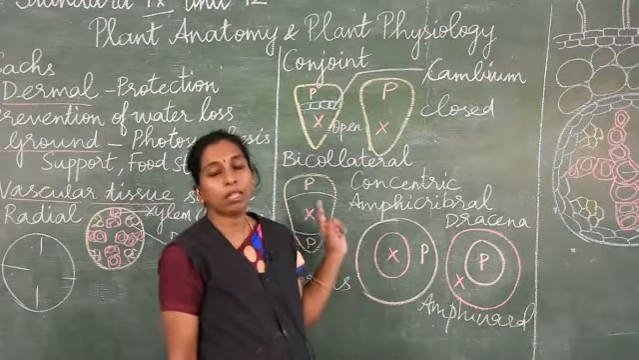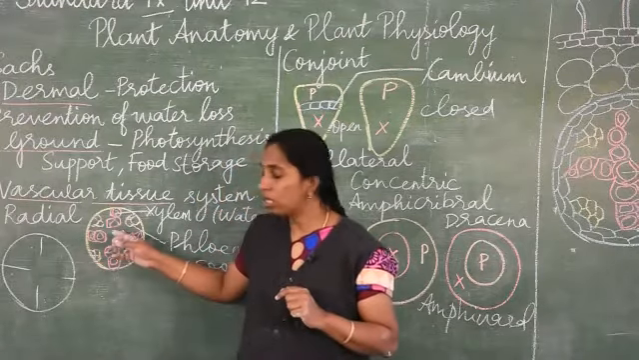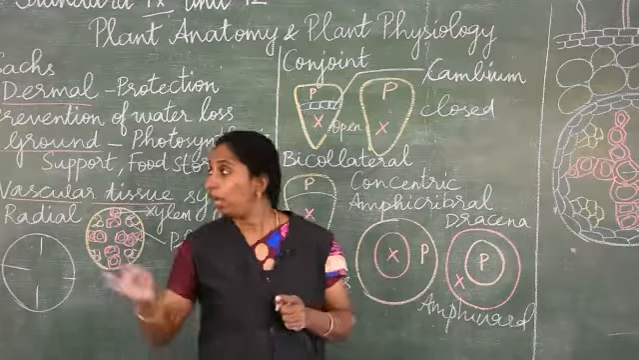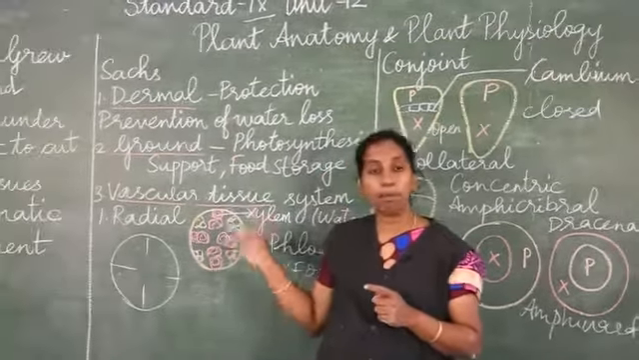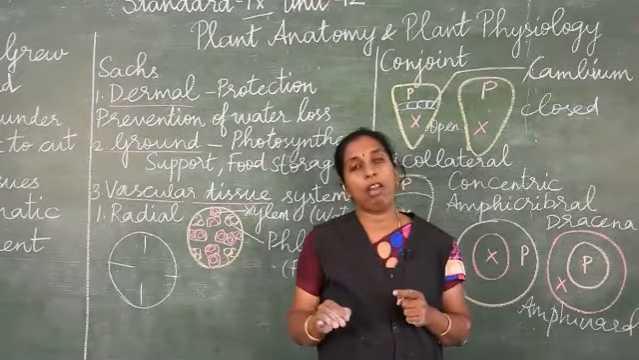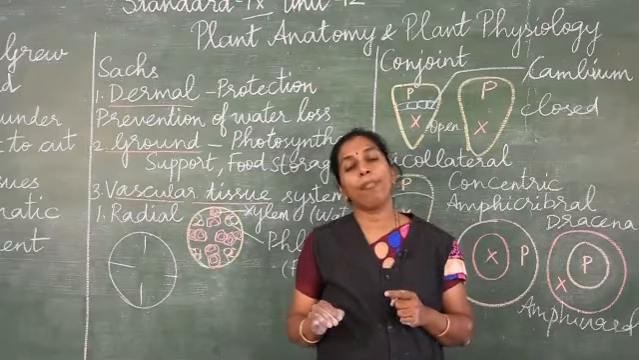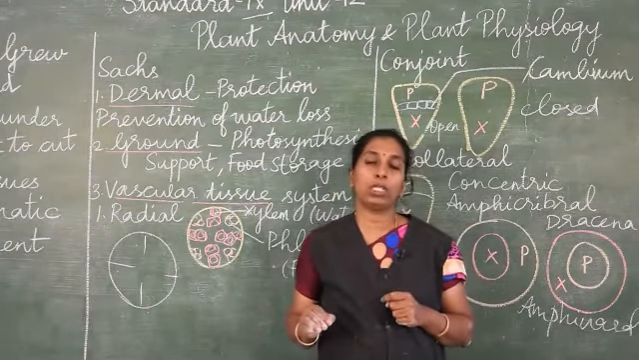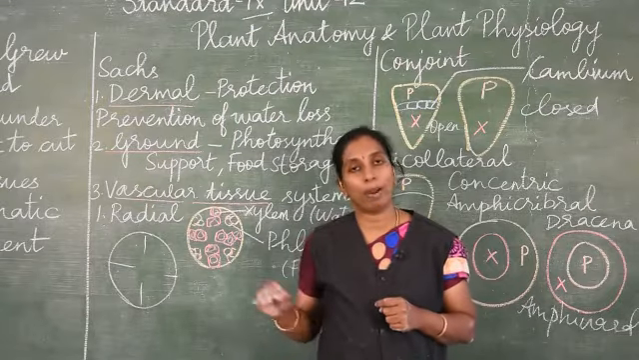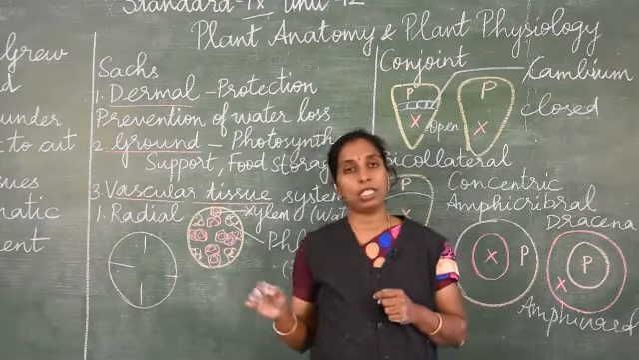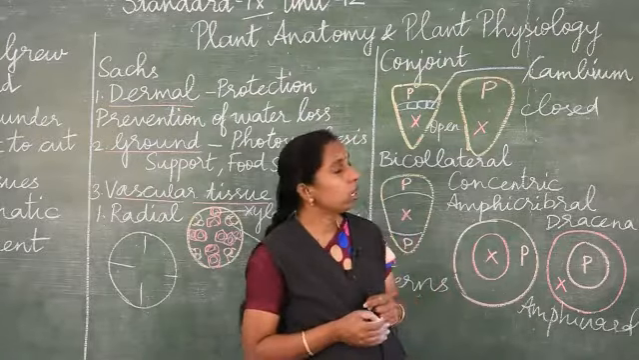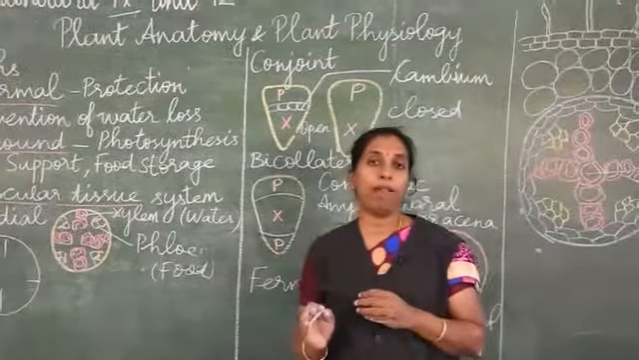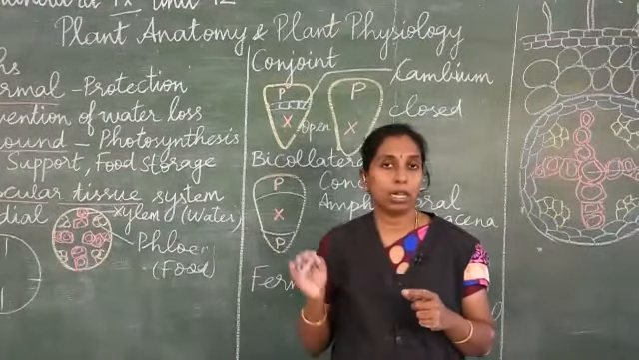The types of vascular tissue system can be asked under 4 marks. And what are the 2-3 types without explanation? Dermal tissue system or epidermal tissue system, second one ground tissue system, and the third one is vascular tissue system. This can be asked under 2 marks. So now, we have learned some certain terms.